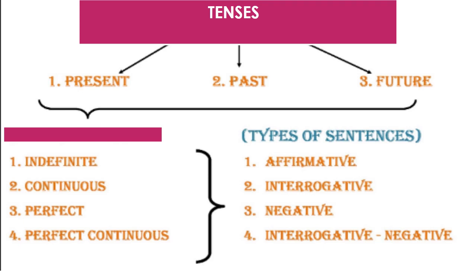And further, these three kinds are divided into four heads. These are indefinite, continuous, perfect and perfect continuous. And these four heads have these types of sentences: affirmative, interrogative, negative and interrogative negative. So we can say the tense is the form of verb which denotes the time of an action and its degree of completeness. So present, past and future are the main three kinds of tenses.